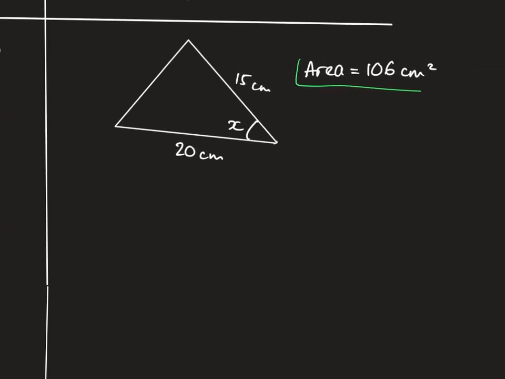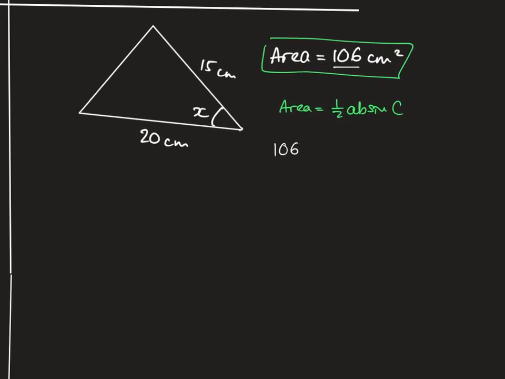Some questions will actually give us the area, and they'll ask us to find the angle. So what we do again is area is equal to half absence, or half AB sine C, and then we plug our values in there. But we're told in this question the area is 106, so we can put 106 as our area is equal to half times A times B times sine of the angle.